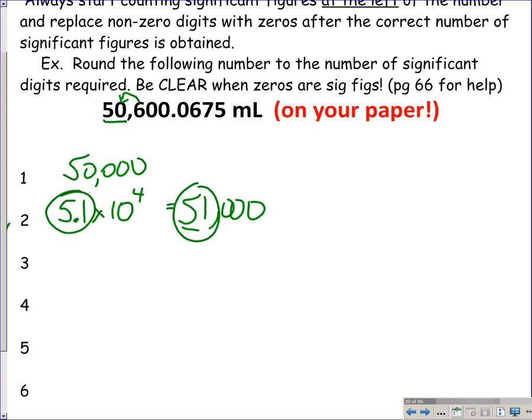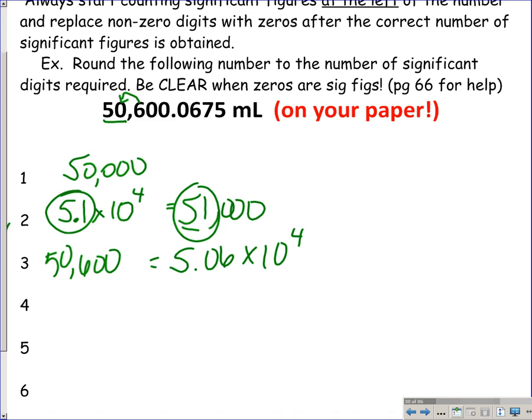Keep going. So, next one. I need 3 sig figs. Give me a guess. I got Jared. So, 50,600. I see that there's no decimal. It's absent. Start from the Atlantic. Skip those first two. 1, 2, 3. Good. What's another way of writing that? Scientific notation way. 5.06 times 10 to the 4.